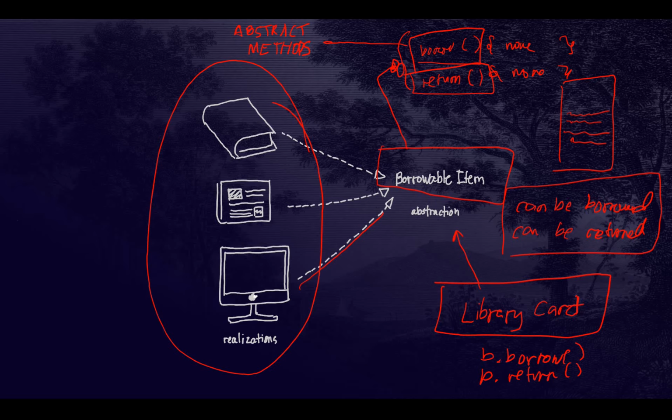By establishing this realization relationship between these three and this borrowable item abstraction, you are basically saying that you are forced to implement the transactional methods borrow, return. It should contain borrow, return, borrow, return. And this time, these borrow and return functions must contain implementations. This is where the behavior for borrow and return will be placed.